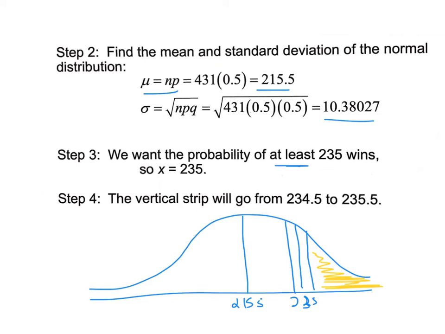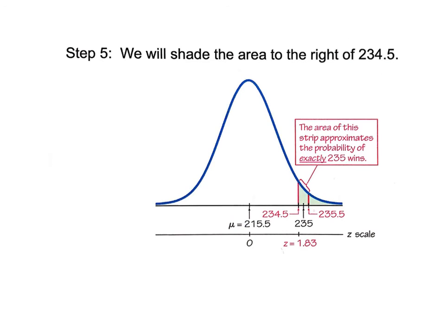And I'm going to show you the next slide. It's a little prettier. Here's our picture of 234.5. Now, because it says at least 235, it actually includes the 235, which means I'm going to start shading at the first strip, the 234.5, and shade everything to the right.